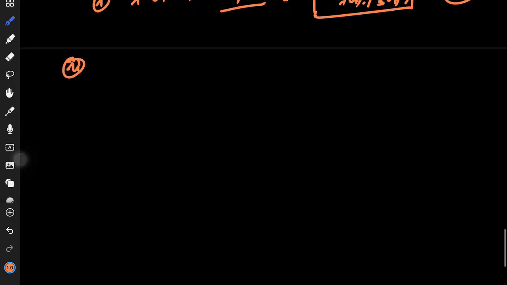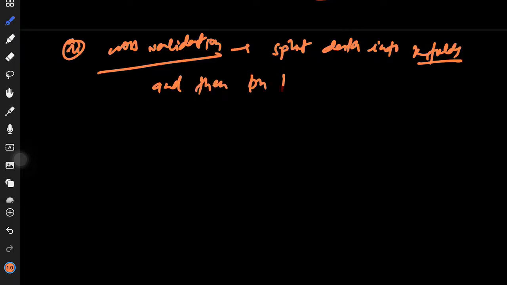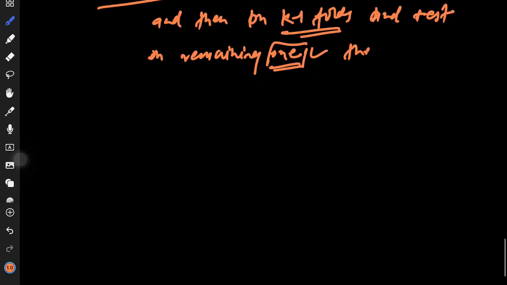The second one is cross validation. Here we split our data into k folds, train on k minus 1 folds and validate on the remaining fold, and then take the average of the results to reduce bias, which generalizes our model.